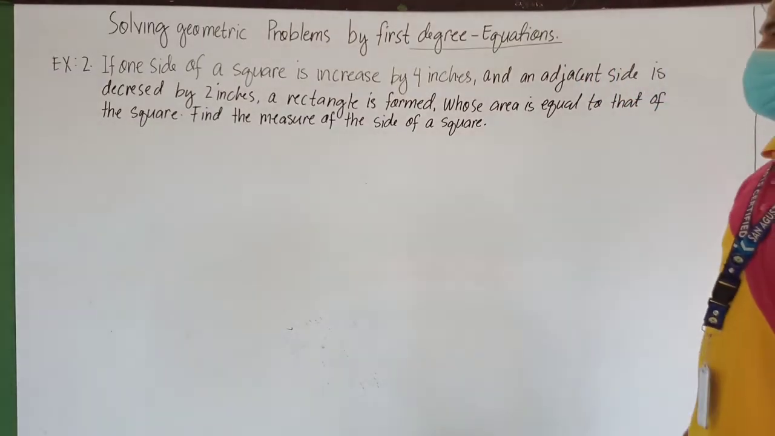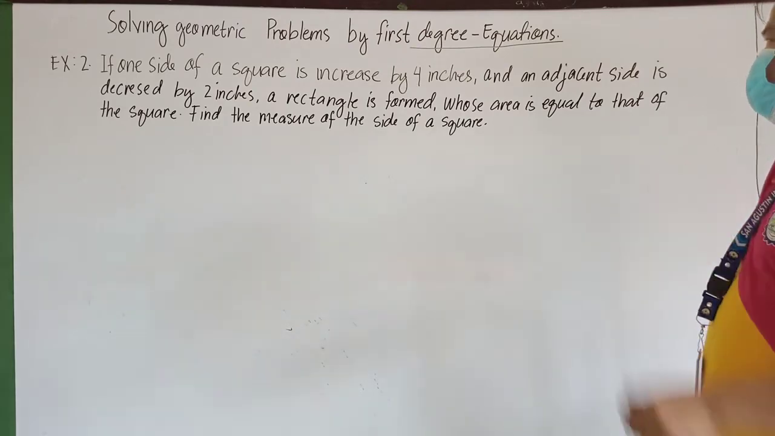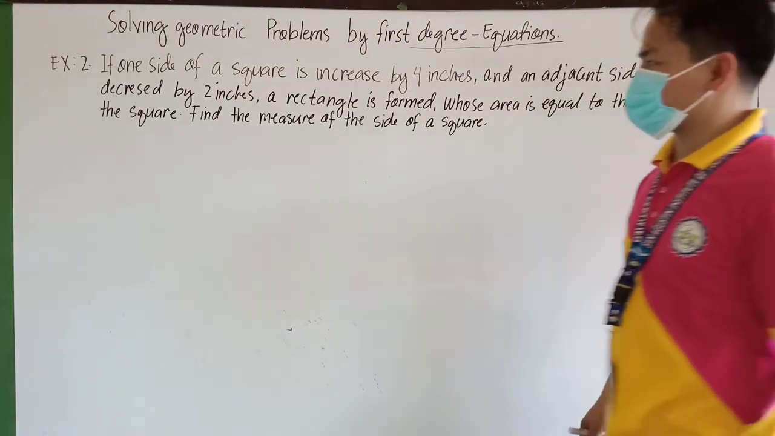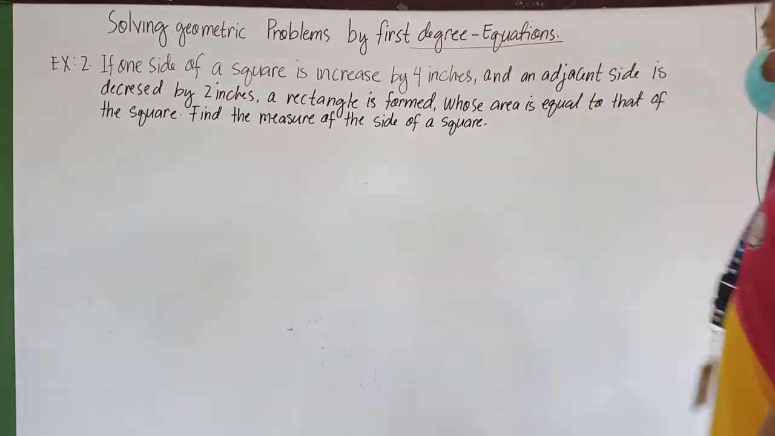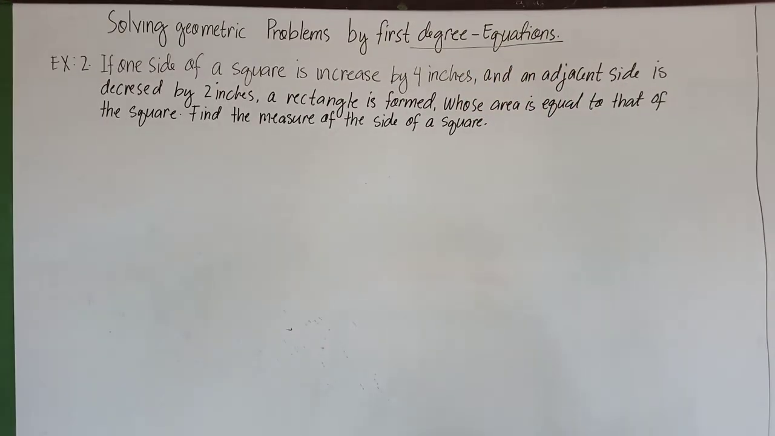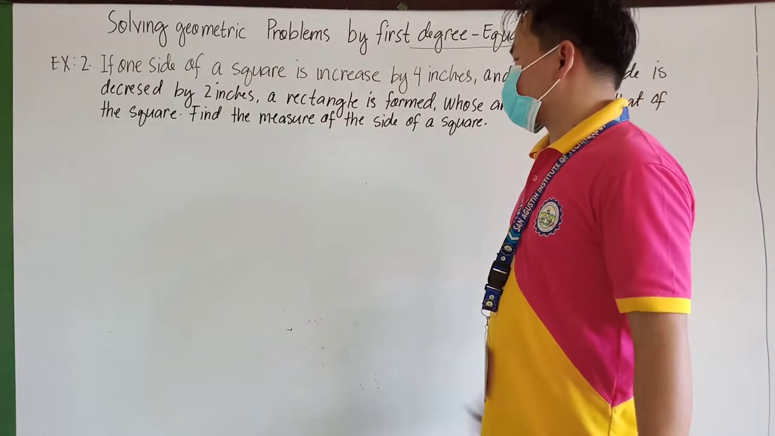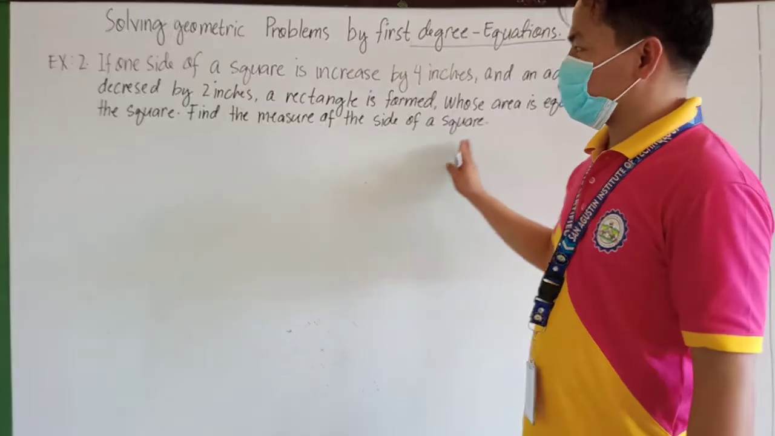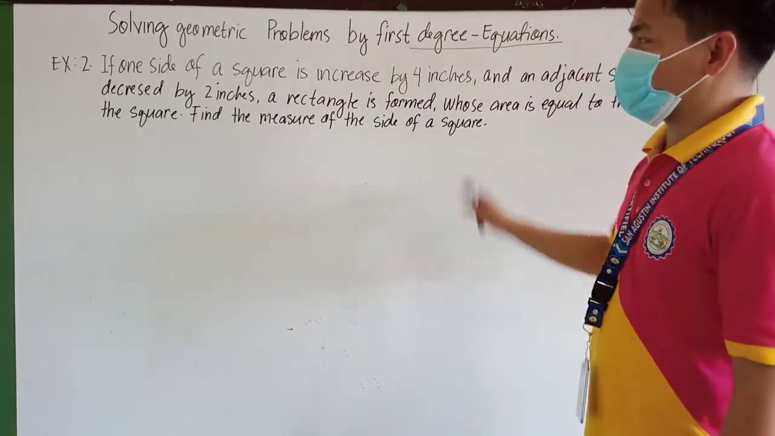If one side of a square is increased by 4 inches and the adjacent side is decreased by 2 inches, a rectangle is formed whose area is equal to that of the square. Find the measure of the side of the square. So remember always the relationship between the square and the rectangle based on the problem.